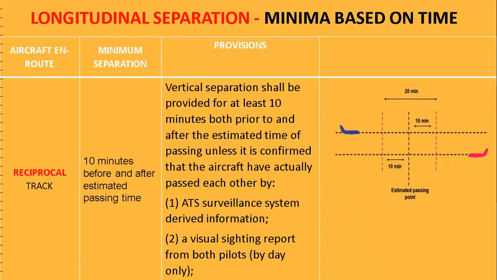So how will you ensure it? By position reports, or by ATS surveillance methods, or by visual sighting, where both aircraft report that they have visually crossed each other, but during daytime only.